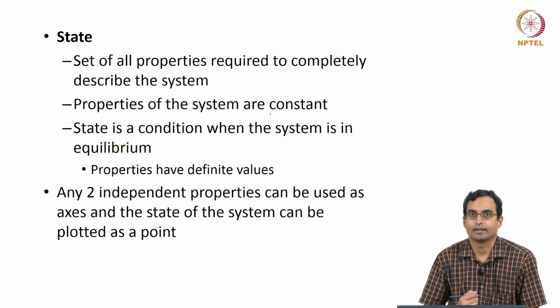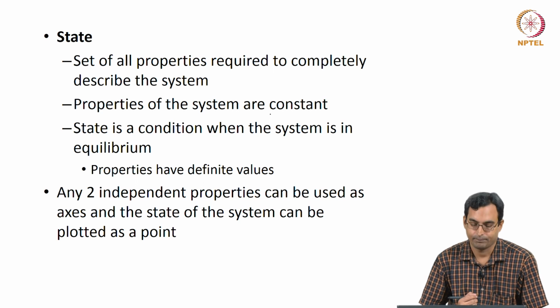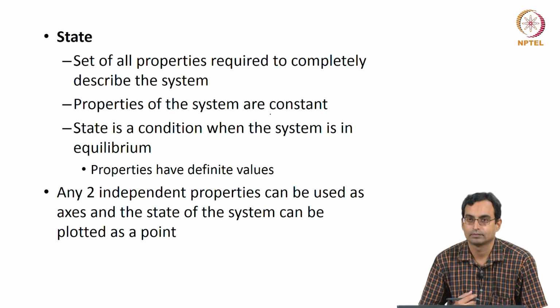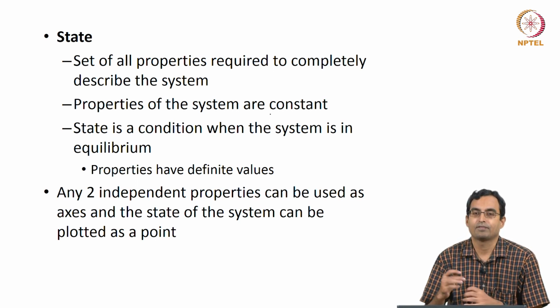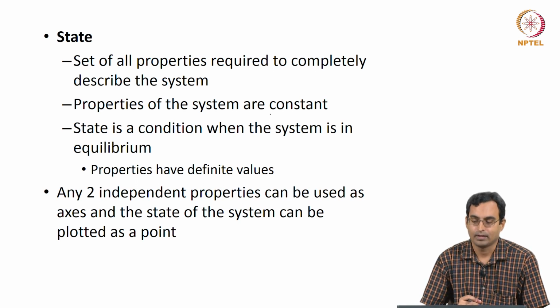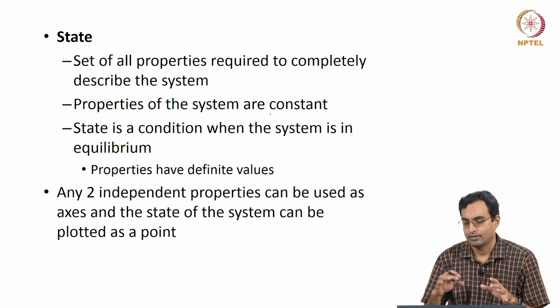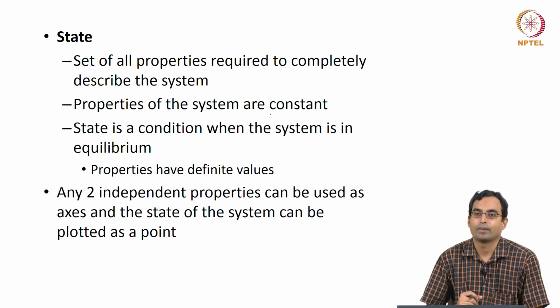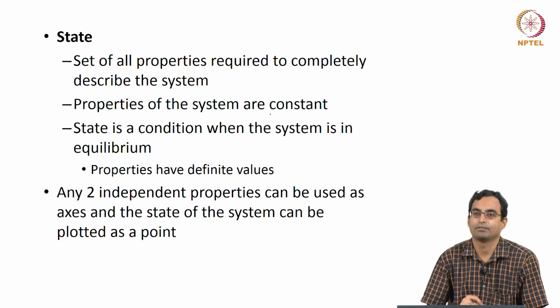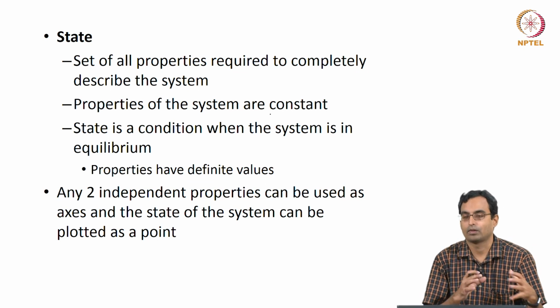We have what is called a state, which is a set of all properties required to completely describe the system. We can think of this as somebody asks you where you are, you need to give them sufficient information so that they can find you. Similarly, we can think of a state as all the things which you need to tell so that somebody can reproduce exactly the same system which you have if they want to get there.